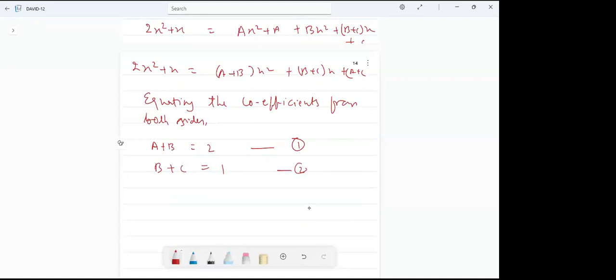And a plus c is the constant term. There is no constant term on the left hand side, so a plus c is 0. This is the method we use. We have to find the values of a, b, c, and finally we can place them in the integral to find it.